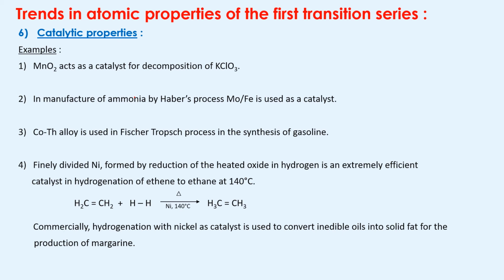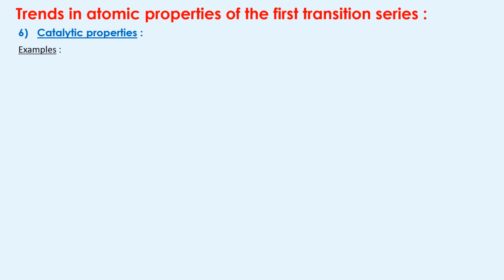Now see, in your exam they may also ask you some examples for catalytic property. At that time you must remember at least 4. That is easy. MnO2 acts as a catalyst for decomposition of KClO3. Similarly, in manufacture of ammonia by Haber's process, you require molybdenum and iron as a catalyst. Cobalt and thorium alloy is required for synthesis of gasoline. Finely divided nickel is used in reduction of ethene to ethane. In this way, you can convert inedible oil into solid fat for production of margarine.